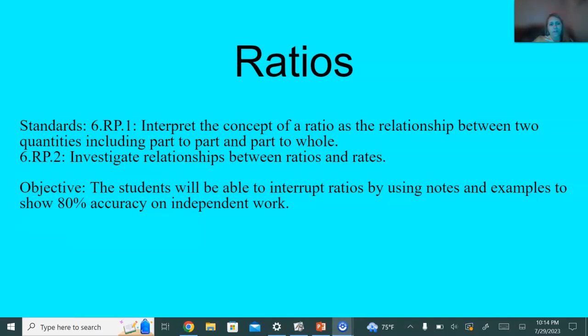I hope that you all are able to get into your slideshow easy this morning. Our focus today is going to be on ratios. You can see that I have the standard posted and the objective posted.